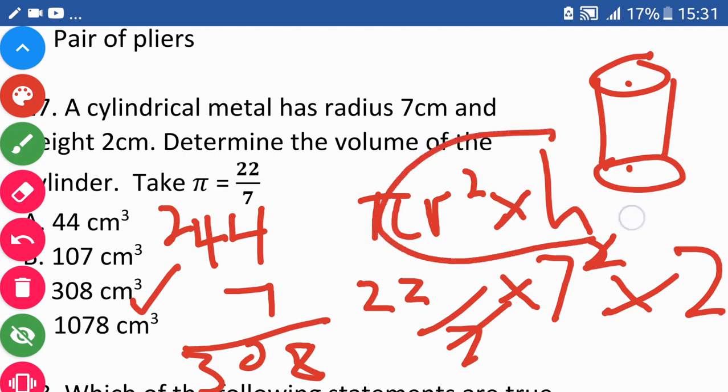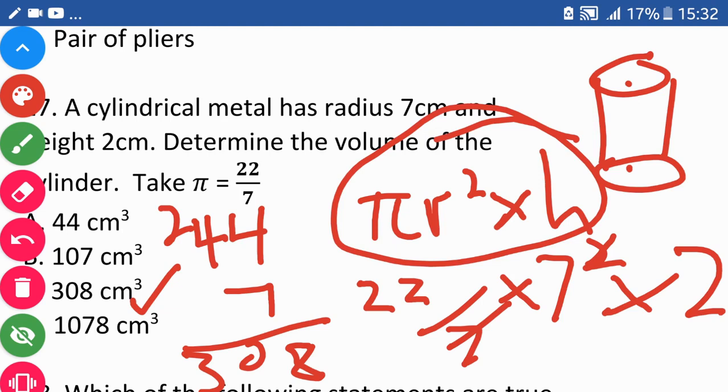C. So this is the formula. The formula we used. Okay, so our answer is C, 380 m cube.